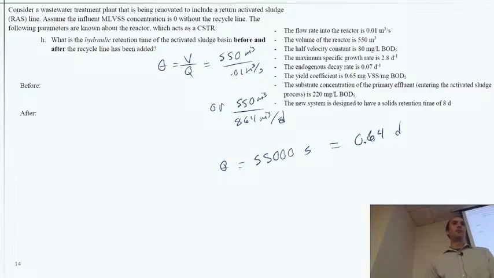All right, did you get it? It's the same thing, right? We talked about this, right? So you can just take V over Q. It's the same thing for both. Should be 0.64 days for both. Okay, there you have it.